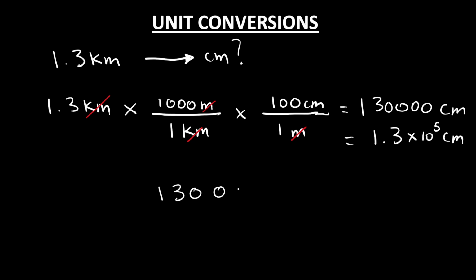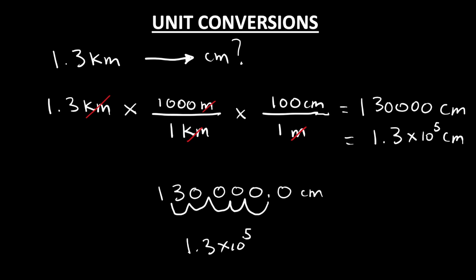here's a quick little trick. Now we move it to the left by 1, 2, 3, 4, 5. So it's positive times 10 to the 5. If we had moved it to the right, it would have been negative.